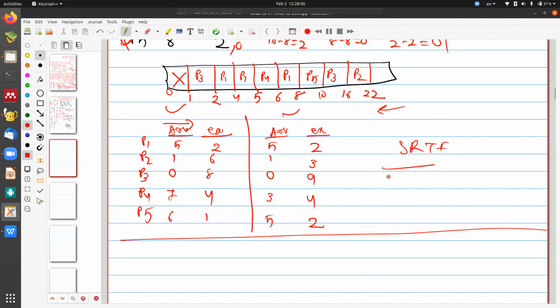Sir, I have a doubt: what is the difference between niceness and priority? Niceness and priority, yes? The NICE command you are saying, no? Yes sir. Nice is a command which is used to change the priority of a process.